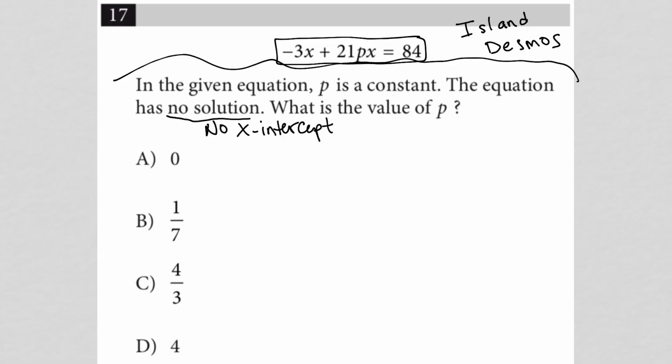What is the value of p? So the nice thing about this is that we have answer choices here. So this also becomes a plug-in answers question where I can plug each of these values in for p. I can set p equal to 0, p equals 1/7, p equals 4/3, and p equals 4. And I'm just looking for the graph in which I have no x-intercept.